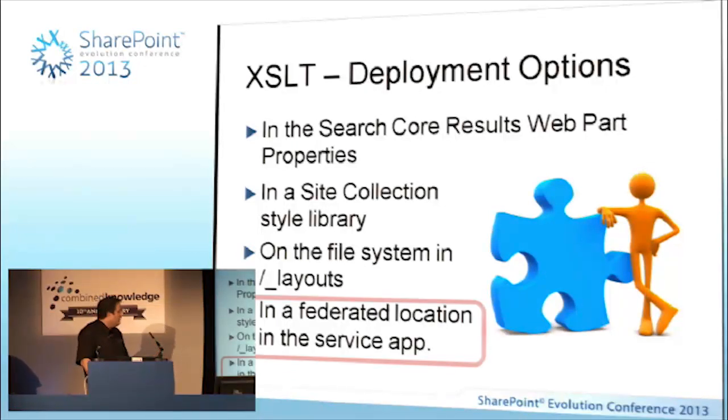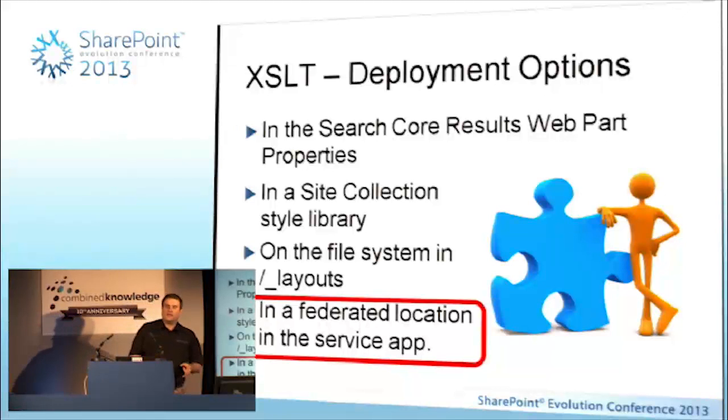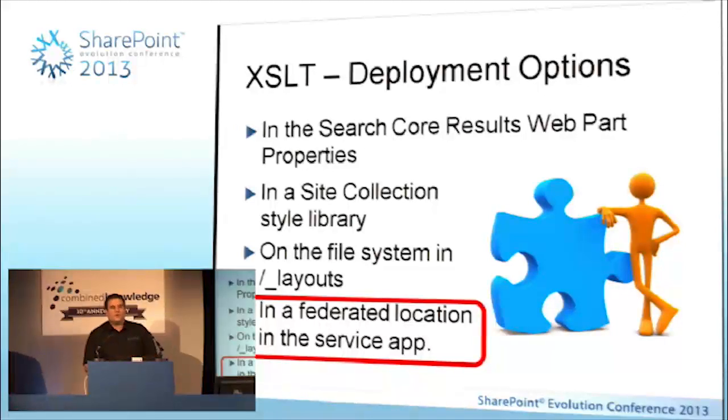The migration story around the federated service app, federated location isn't very nice for the XSLT. It's supposed to work. I haven't been able to get it to work. And then once you do have your XSLT in the location, you can't actually edit it. So when we move later down the migration path and we're trying to tidy up and change things, we can't actually change our XSLT.